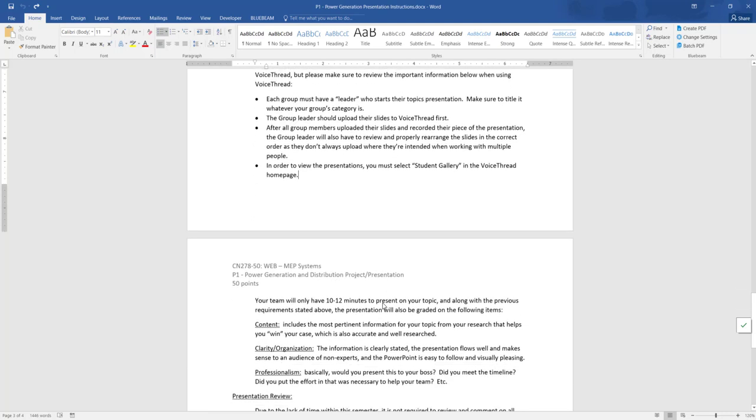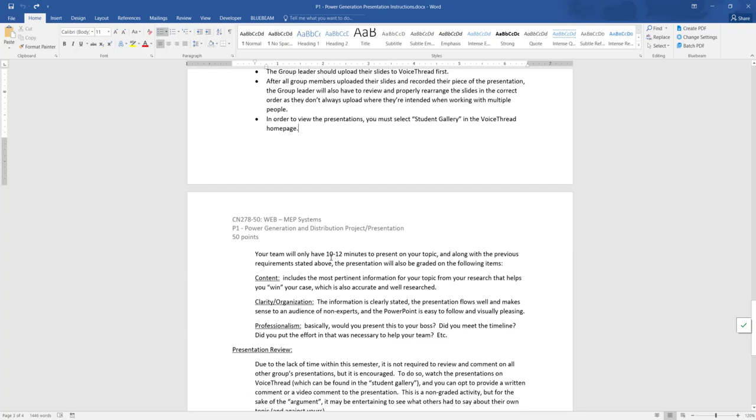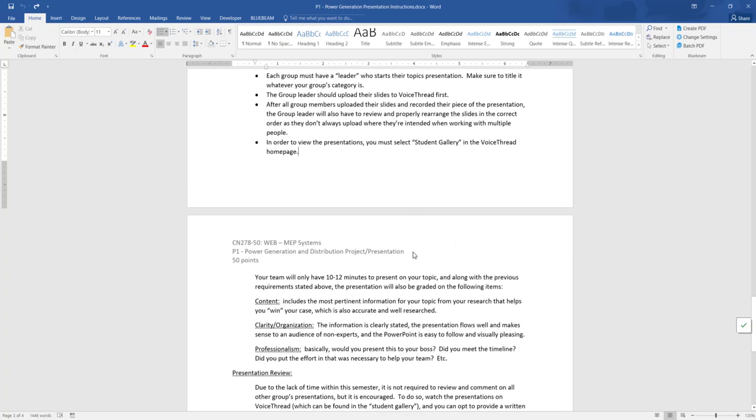A couple of things, your team will have 10 to 12 minutes to present on your topic. So as you're submitting and uploading, you're technically all going to be doing your own quick video with your PowerPoints and then uploading those. So you want to make sure that combined you have between 10 to 12 minutes done.